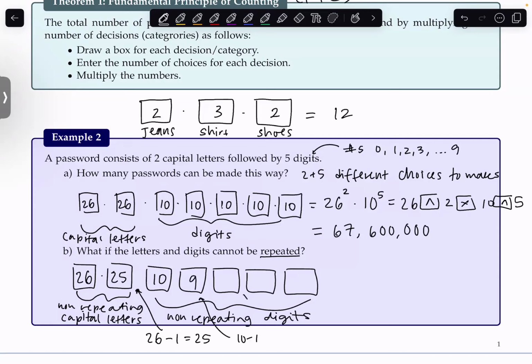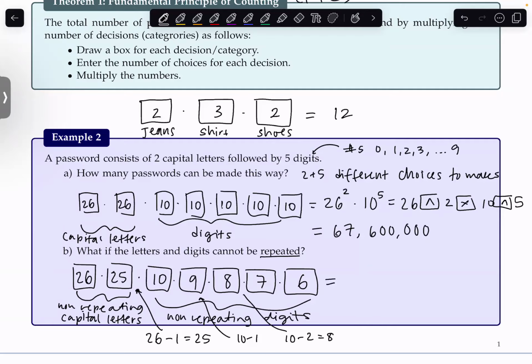Okay, now for the third digit that I choose, I've already chosen 2 digits. So I have 10 minus 2, or 8 options here. And we can see the pattern. I don't want to repeat the first 3, so I have 7, and then I have 6. And I'll multiply these together. There's no nice shorthand at the moment that we have to write this in your calculator. So you do have to write 26 times 25 times 10 times 9 times 8 times 7 times 6.